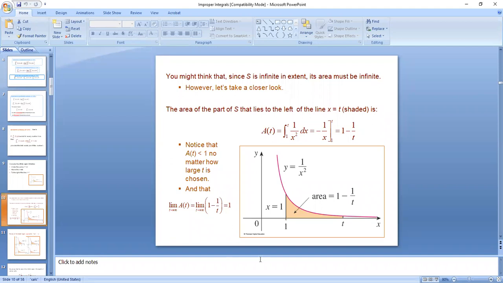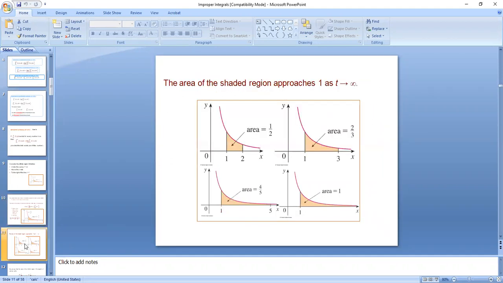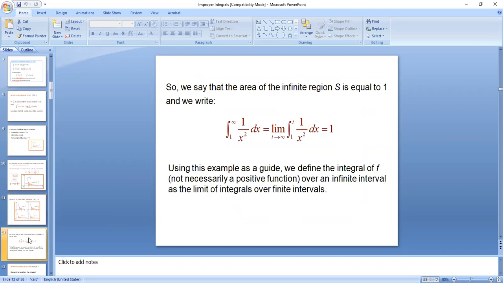And as such, the original integral that was given, let's go back here, the integral of 1 over x squared dx from 1 to infinity, which is evaluated as the limit of the integral of 1 over x squared dx from 1 to t as t approaches infinity, is equal to 1.